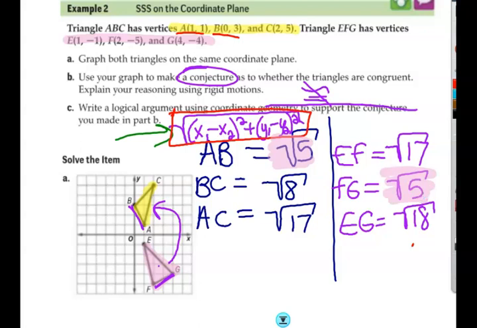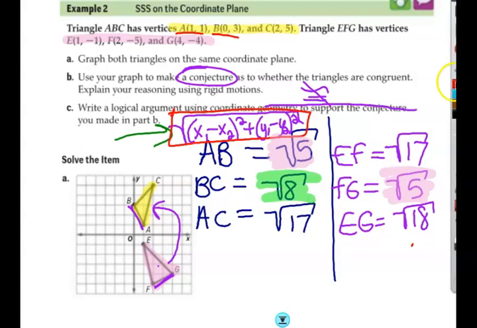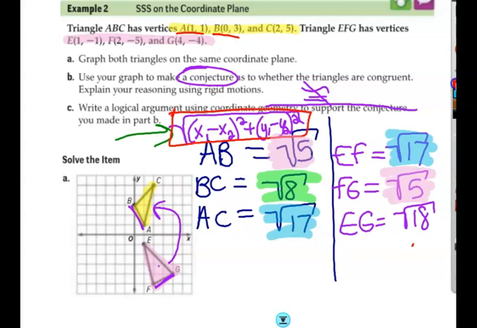All right, now let's talk about BC. BC is the square root of 8. Is there any others that are the square root of 8? Doesn't look like it. All right, and then the last one, the square root of 17, and the square root of 17. Hey, those two sides are also congruent. So AC would go with EF. Okay? However, the last side, these sides are not congruent.